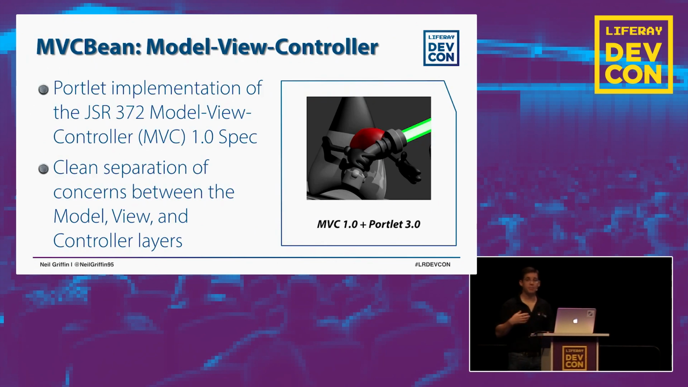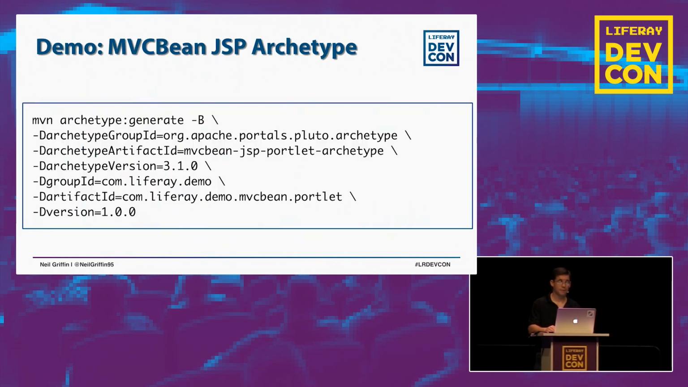So what does MVCBean do in order to fortify the Bean Portlet feature that we get from Portlet 3? As I said, it's a portlet implementation of JSR 372, the MVC spec, which is just about to go final at the JCP after a long time. And my best understanding is once it goes final at the JCP, then it will be donated to Jakarta. It provides a nice clean separation of concerns between the model, view, and controller layers of the design pattern.